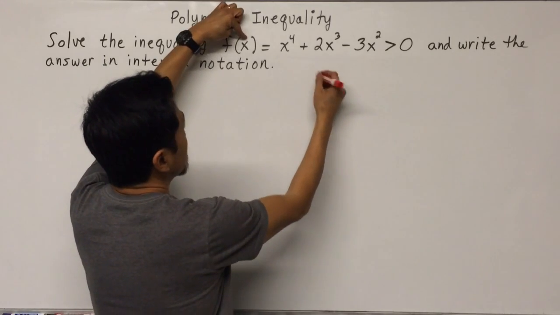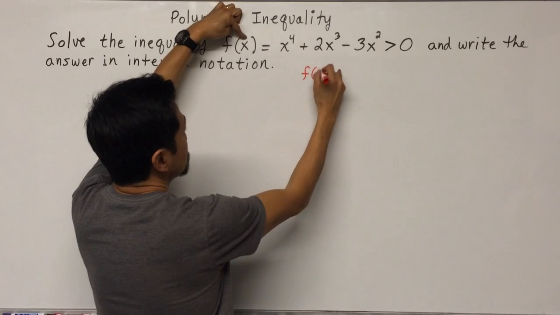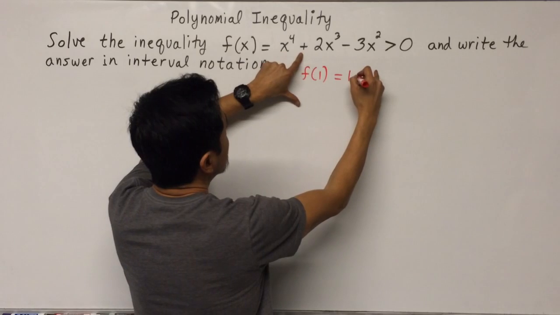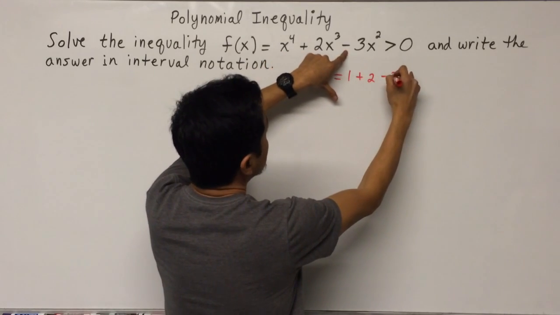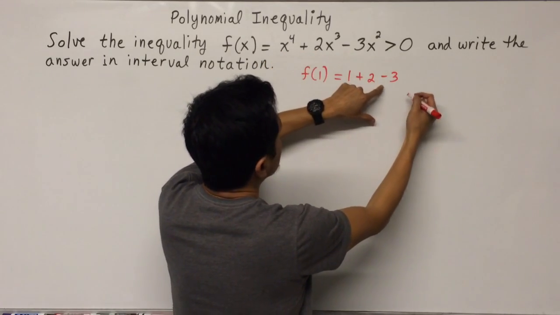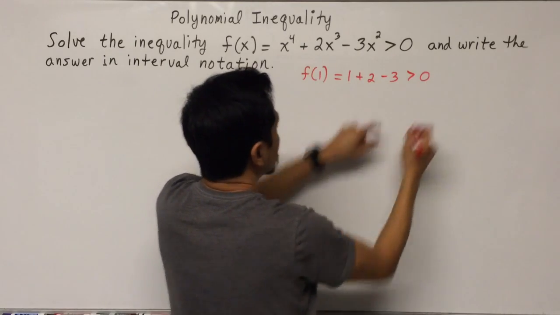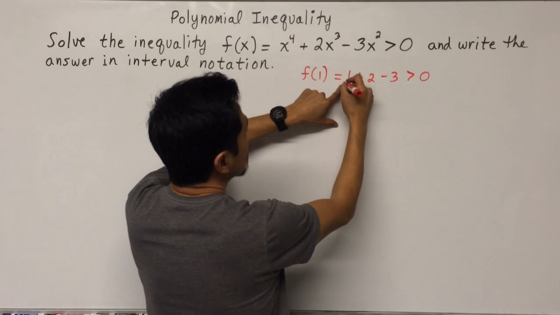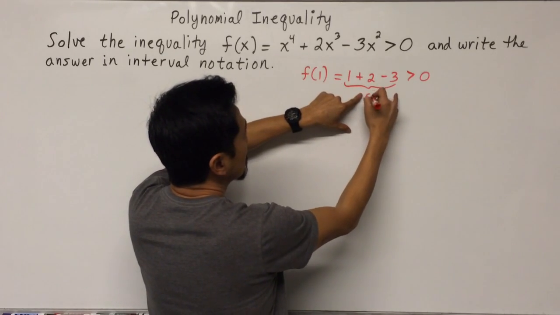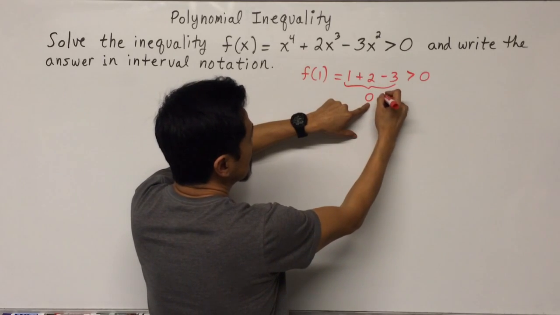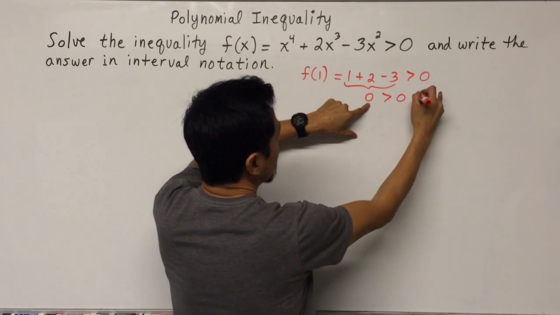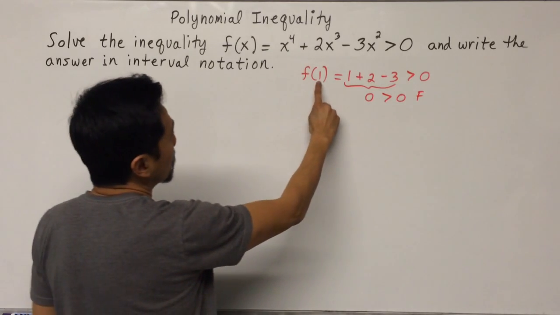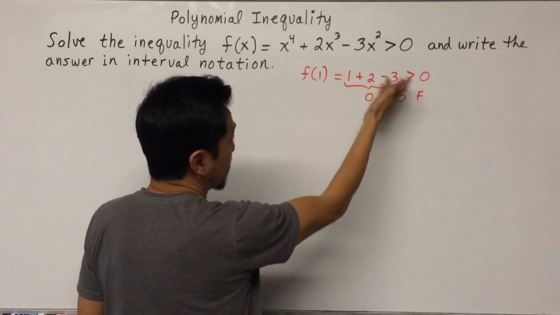Let's say that I plugged in x equals 1. Then if I plug in 1 into this function, I'm going to end up with what? 1 plus 2 minus 3, okay? Is that going to produce a true statement? And the answer would be no, because this is going to be the y value that results, and that y value would be 0, and 0 is certainly not greater than 0. Okay, that's a false statement. So I know that in the end, 1 would not be part of the final solution.